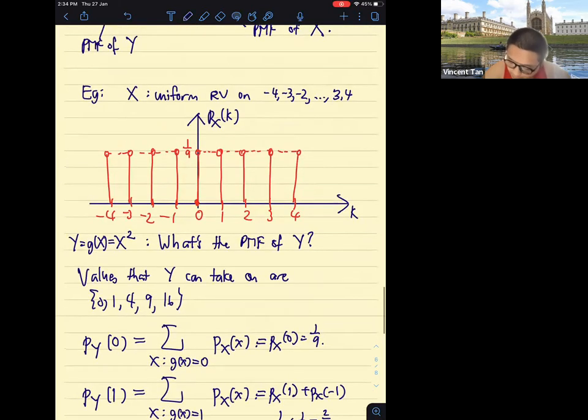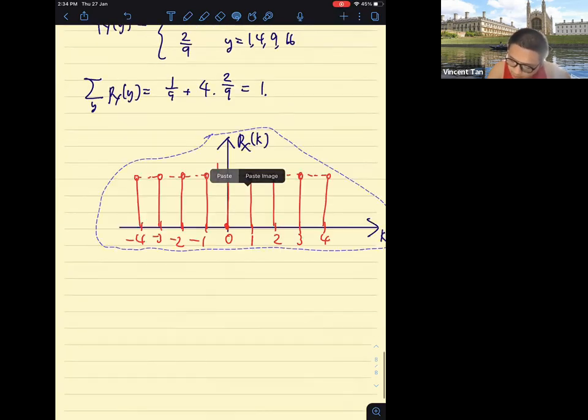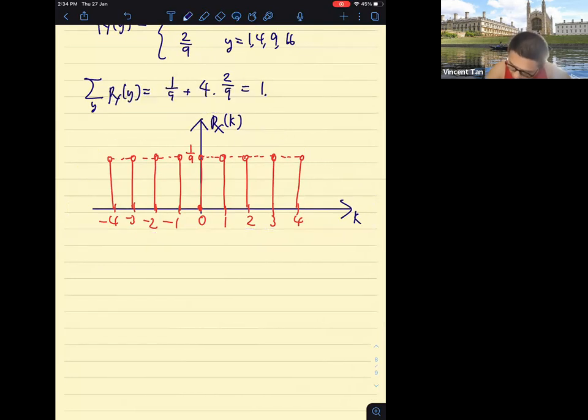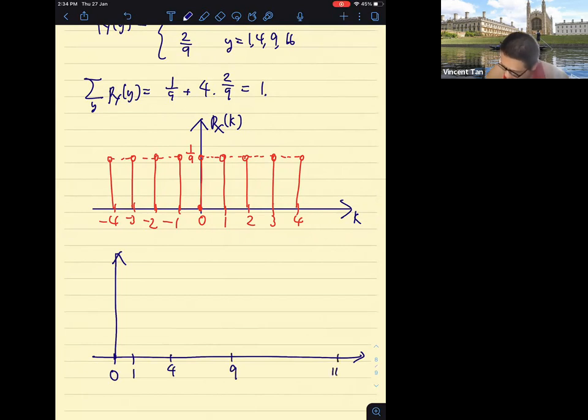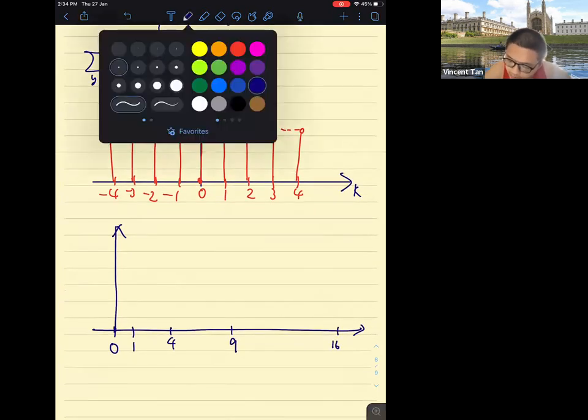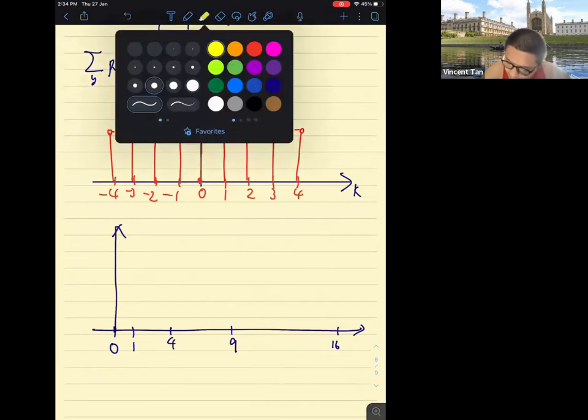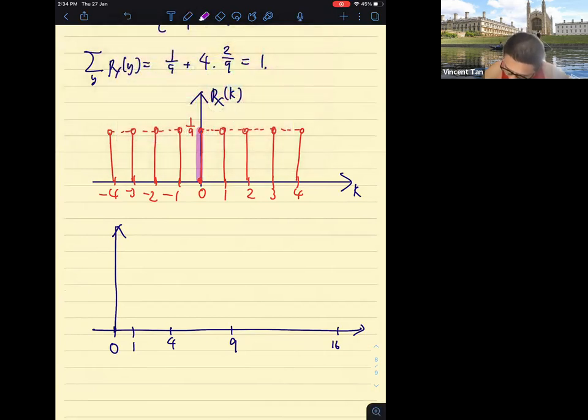Hang on. Let me do one more picture. So we have this picture here, which is the probability mass function of x. And now we want to find out what is the probability mass function for y. So y can only take on a few values, 0, 1, 4, 9, and 16. So now the idea here is as follows. Here you have this particular stump here. This one comes here. It gets mapped here. This is the only place it goes.